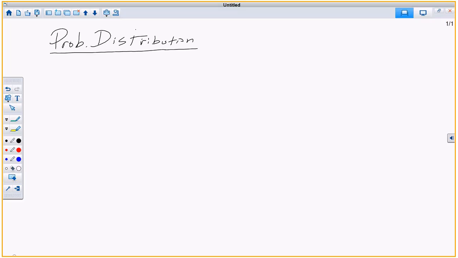Now, there's only 2 rules that you got to remember about probability distribution. One is that the summation of your events, or the summation of the probabilities, is going to be equal to 1. That's pretty simple. Okay? And that each event is between 0 and 1. So that's the 2 things that you have to remember about a probability distribution.